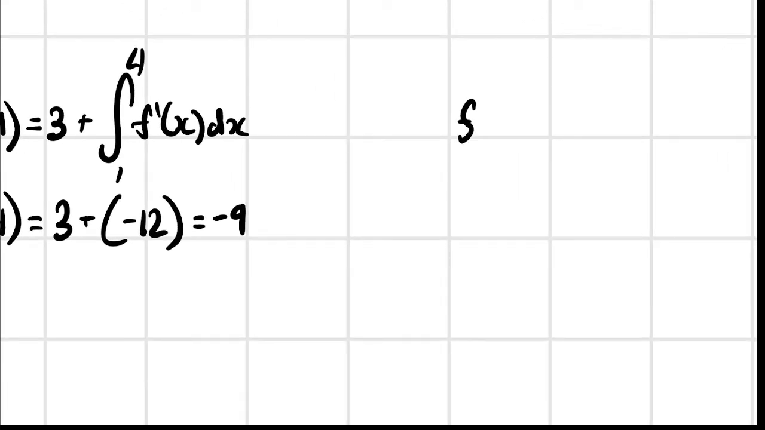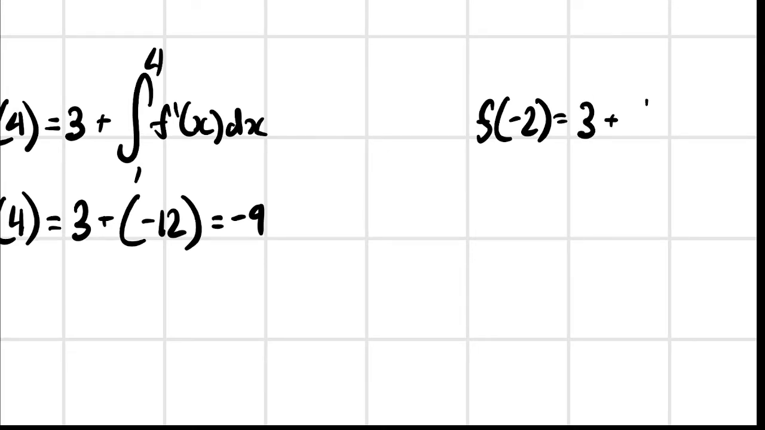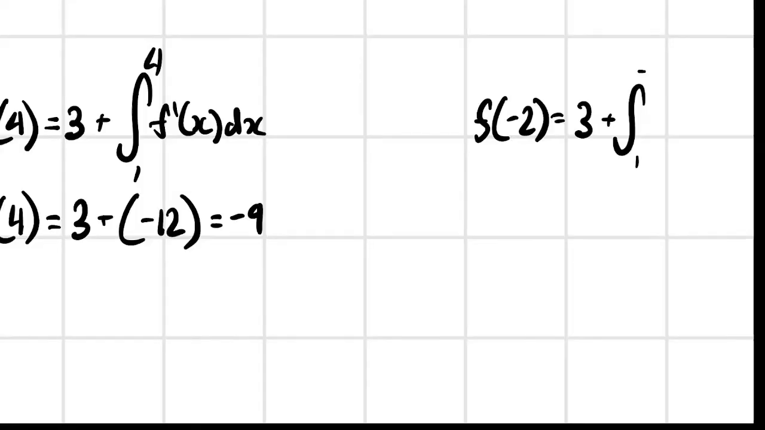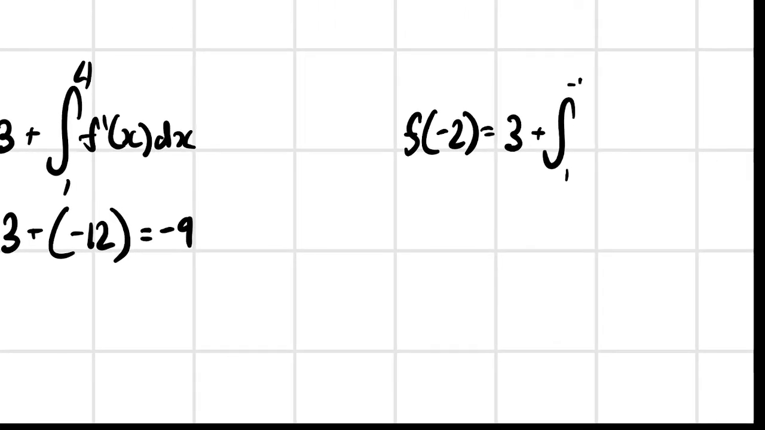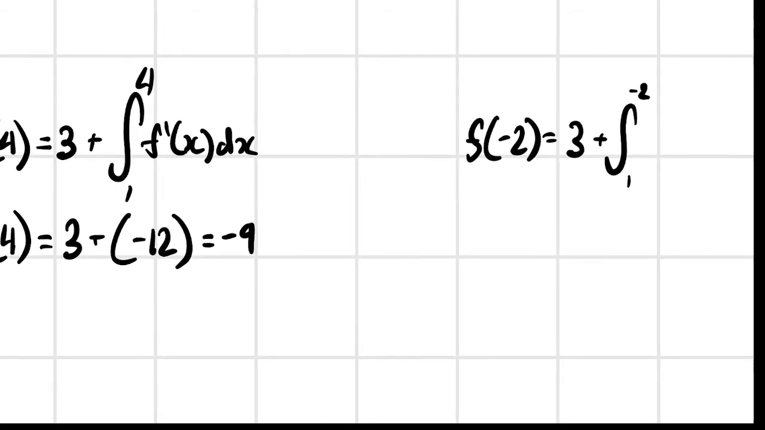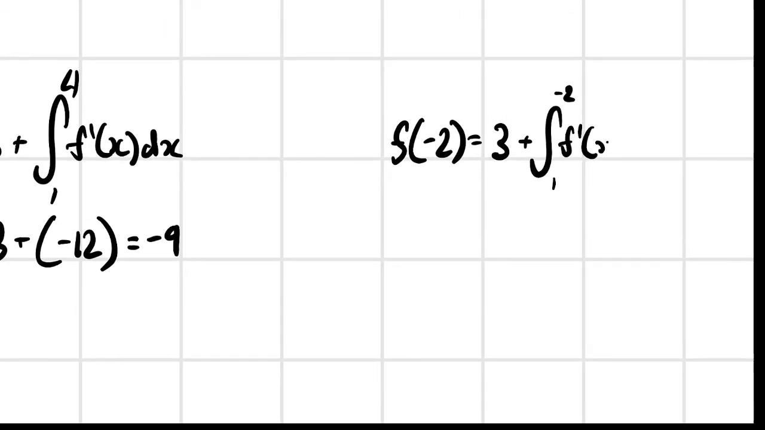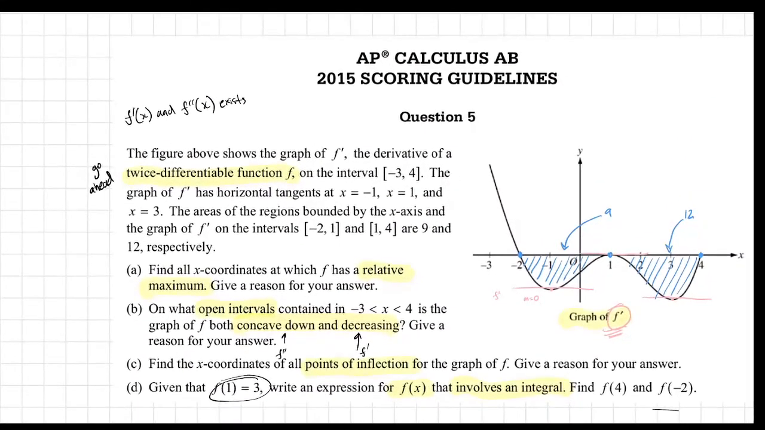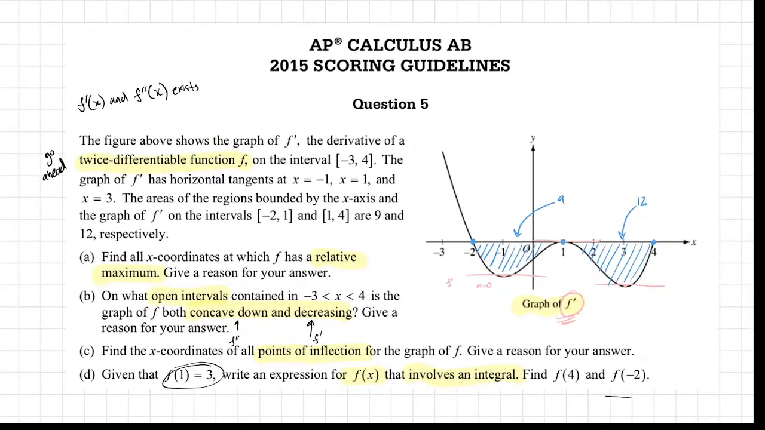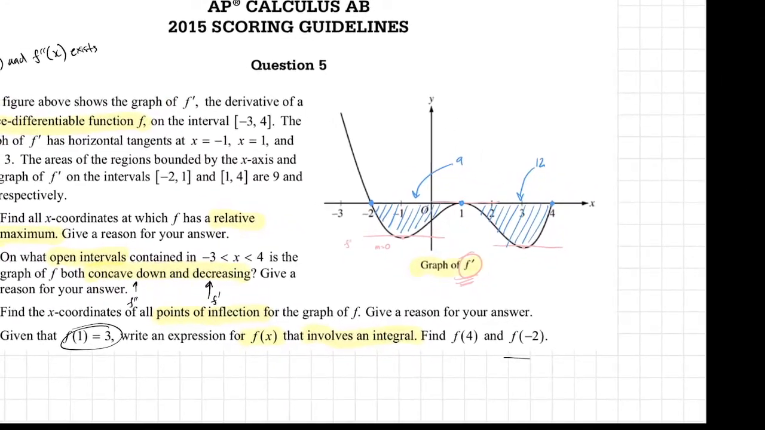Similarly, f of negative 2, we could say that's 3 plus the integral from 1 to negative 2 of f prime of x dx. So 3 plus, we'll scroll up. It says from negative 2 to 1, it's 9. But remember, our bounds are actually 1 to negative 2. We're going backwards.